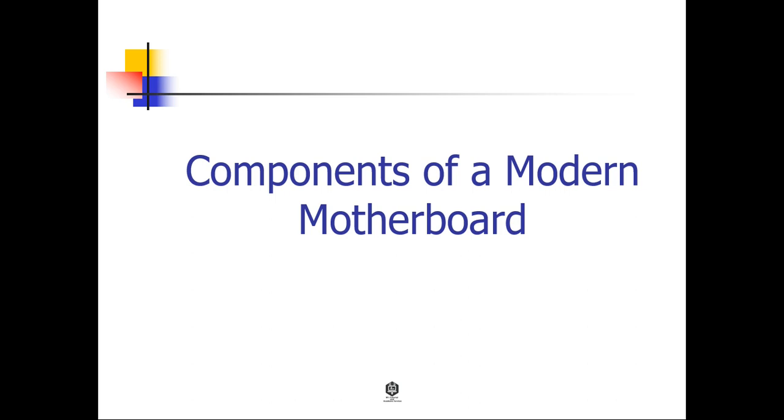And now, let's talk about the components of a modern motherboard. A motherboard consists of various components which have their own role to play in the functioning of a computer. Let us discuss various motherboard components and know their definition and role.